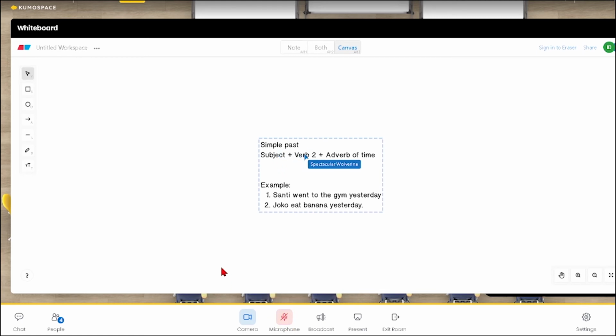Okay, all right. This is a pattern of simple past tense. In this past tense, there are subject, verb two, and adverb of time. There are two examples. Which one is correct, guys? Can I answer it, sir? Yes, of course. I think the correct one is the first one: Santi went to the gym yesterday.